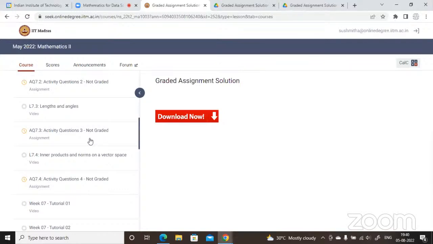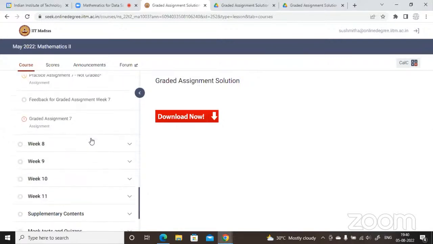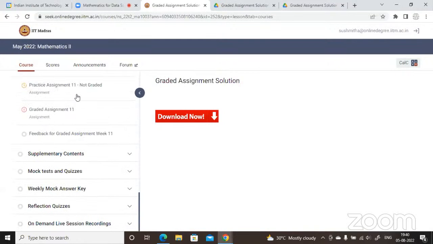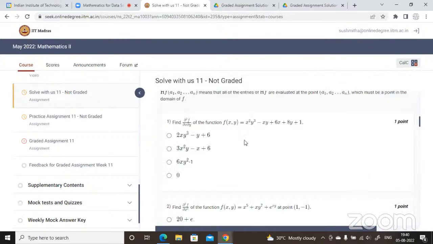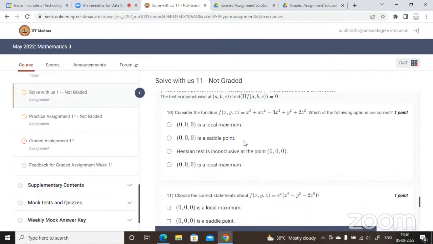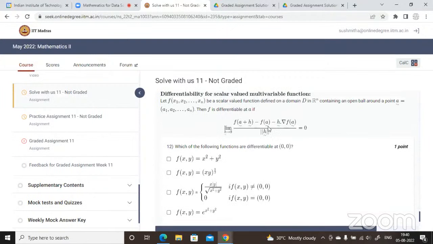So first of all, I need to find a limit, that big limit, as h comma k goes to 0, 0. If the limit exists, then the function is differentiable. If it does not exist, it is not differentiable. If it exists, it will always be 0. So if the limit is 0, then the function is differentiable. If the limit does not exist, then it is not differentiable. If it exists, it will be 0.